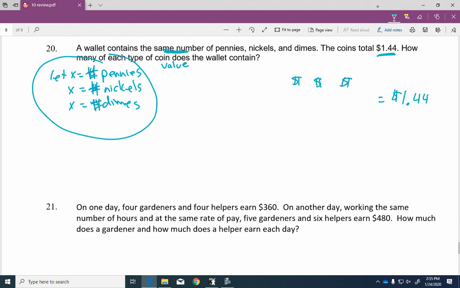So a penny is 1 cent, so 0.01 times my let statement. A nickel is 5 cents, 0.05 times the let statement. And a dime is 10 cents, 0.10 times the let statement. I can use those numbers in my equation because now I have money plus money plus money equals money. Combine like terms.